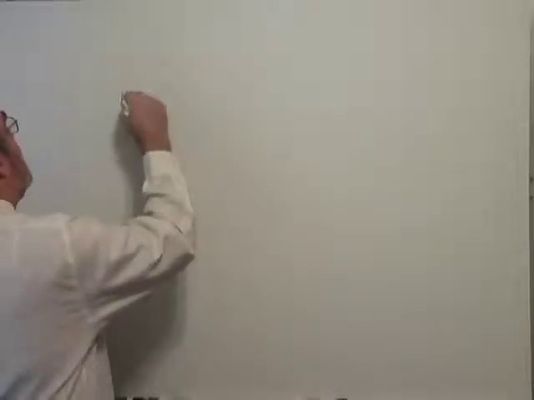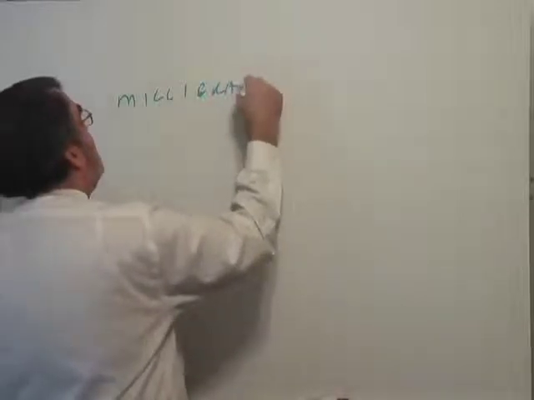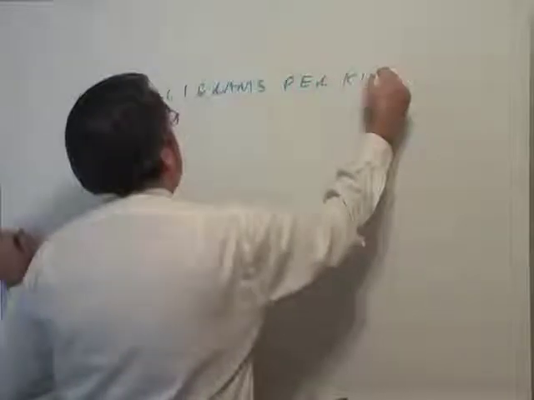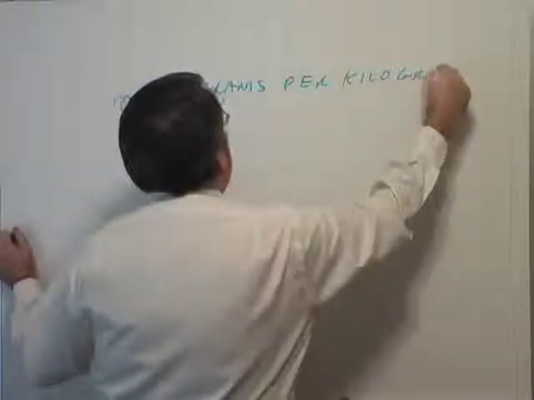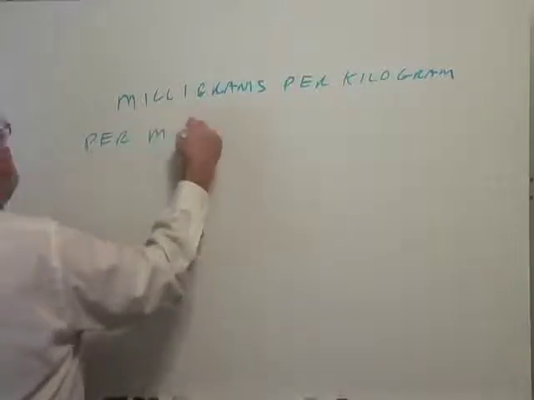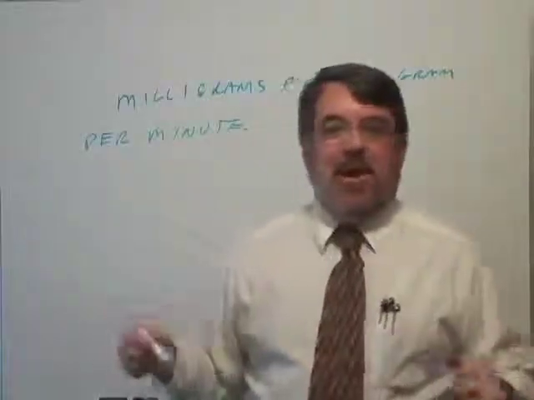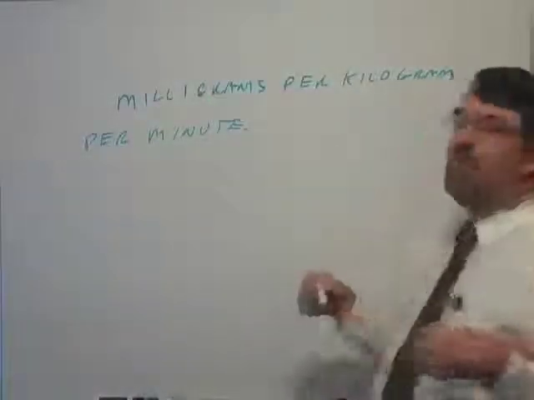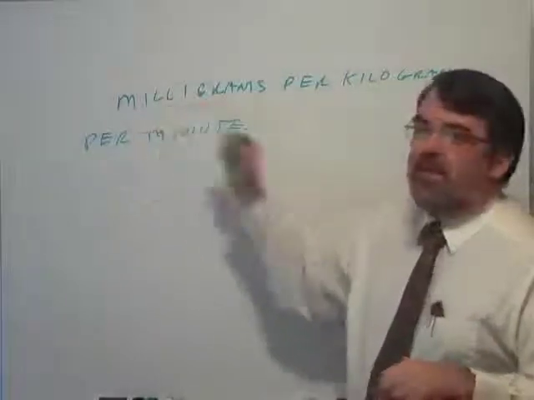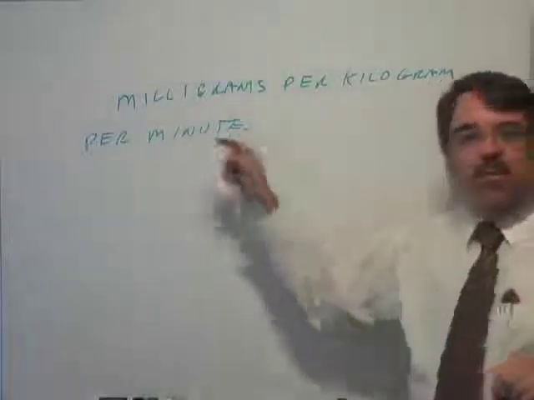milligrams. Let me write this out in sentence form. Milligrams per kilogram per minute. Okay, I suppose that could be milligrams per kilogram per hour. It could be grams per kilogram per hour. Anyway, it's a weight of the drug per patient body weight per unit time.